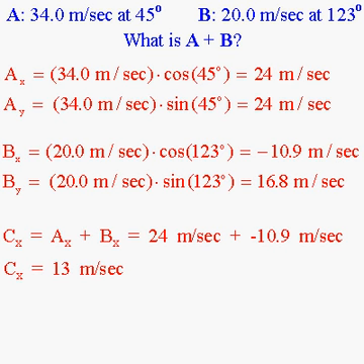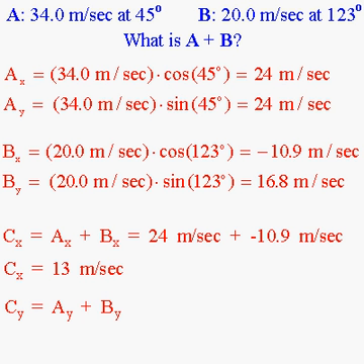Now let's go on to the y component of the sum. If we're calling the sum vector C, then the y component of vector C is simply the y component of A plus the y component of B. The y component of A is 24 meters per second. The y component of B is 16.8 meters per second. So the sum is 41 meters per second. Once again, we're limited to the ones place because of 24.